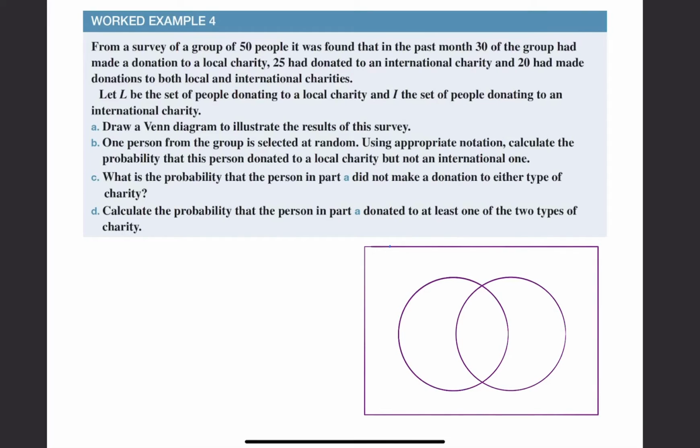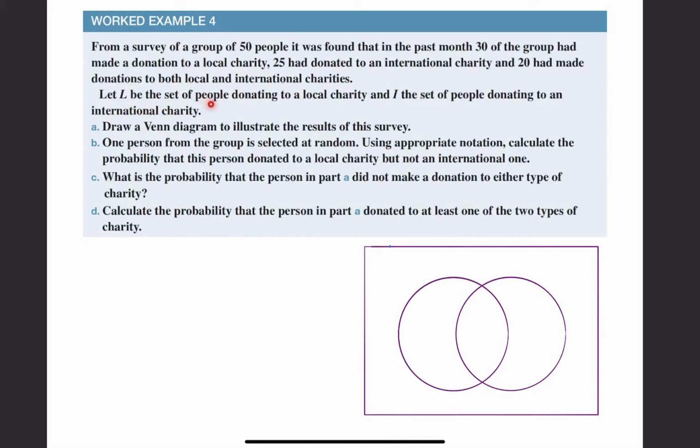There's a lot of reading, so I'm quickly going to scan, read through and see what they ask. From a survey of a group of 50 people, it was found that in the past month, 30 of the group had made a donation to a local charity, 25 had donated to an international charity, and 20 had made a donation to both local and international charities.